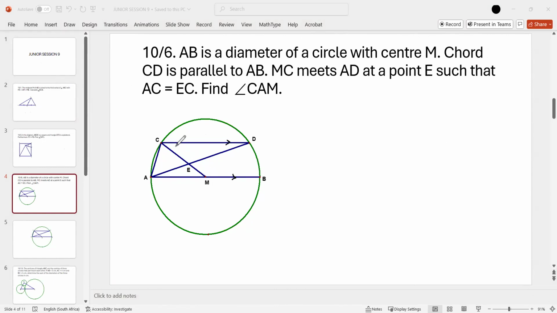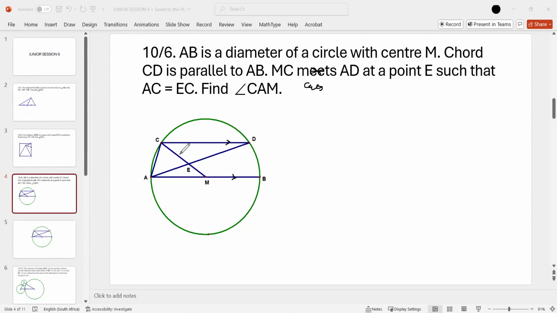Now MC, this is MC, it meets AD at the point E. Actually, the word meets, you should say cuts. So this MC, it cuts AD. It doesn't meet it like a T junction. So CM will meet AB at M. That's fine. It meets it here. But now we are going right through, so you have to say cuts. Anyway, it's not important for the problem, but I just thought I might mention it.